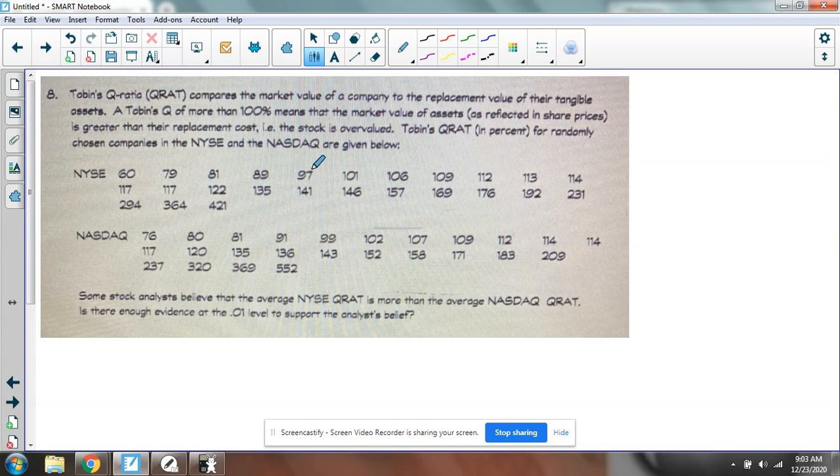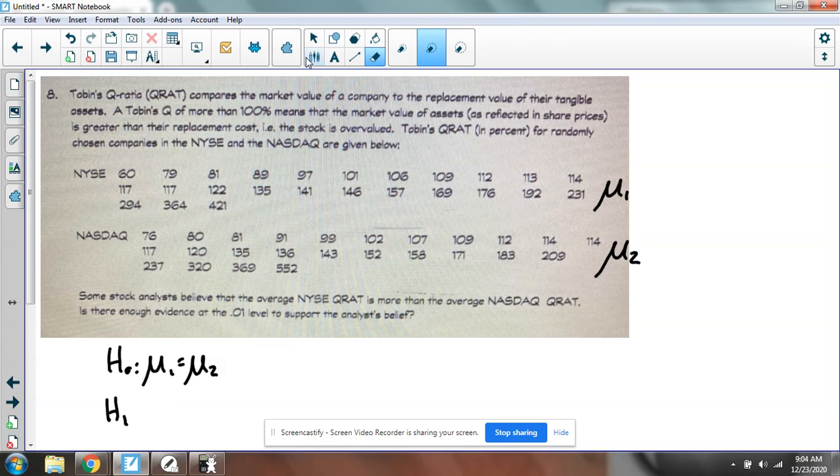Some stock analysts believe that the average New York Stock Exchange Q ratio is more than the average NASDAQ. So we'll take the average of this guy, we'll call this mu1. Take the average of this guy, we'll call this mu2. So the null is going to be that they're the same, and the alternative is going to be that New York is bigger. Mu1 is larger than mu2.